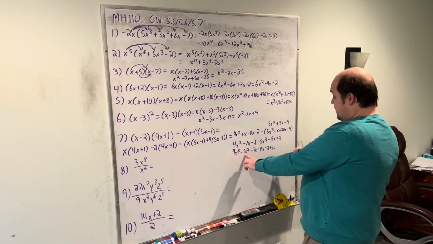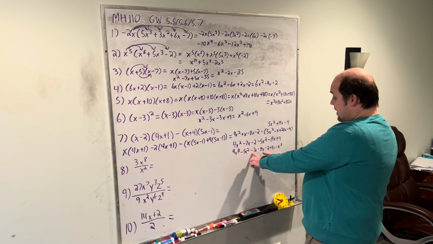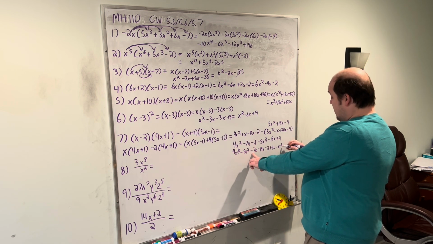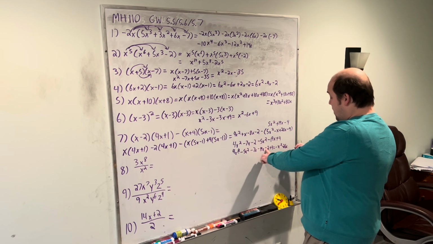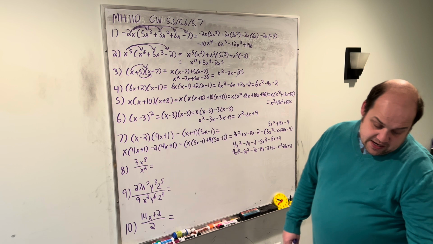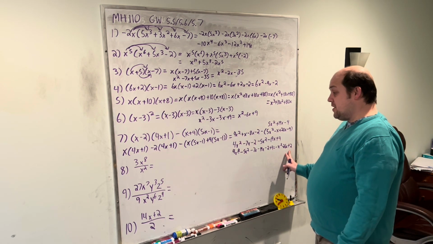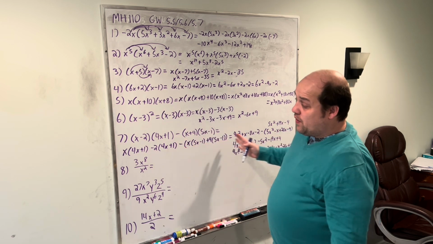4x squared minus 5x squared leaves me with negative 1x squared. Negative 7 and negative 19 combine to give me negative 26x. And then negative 2 and positive 4 combine to give me positive 2. So I get negative x squared minus 26x plus 2 after going through all that math.